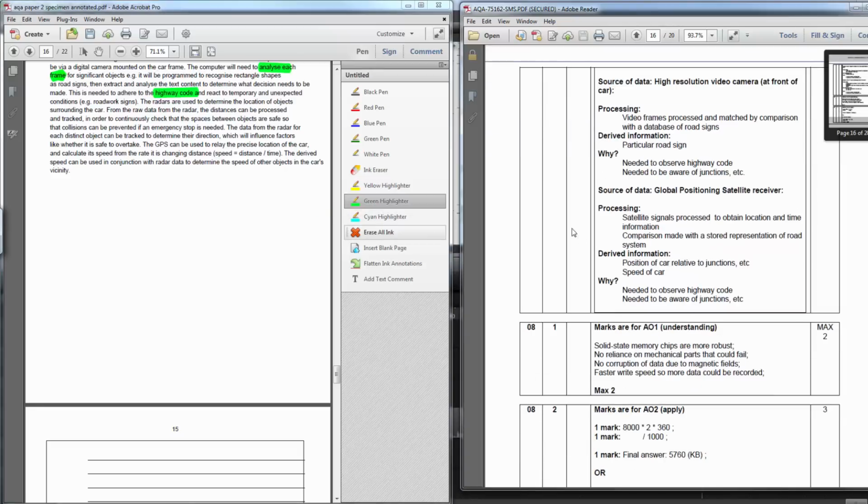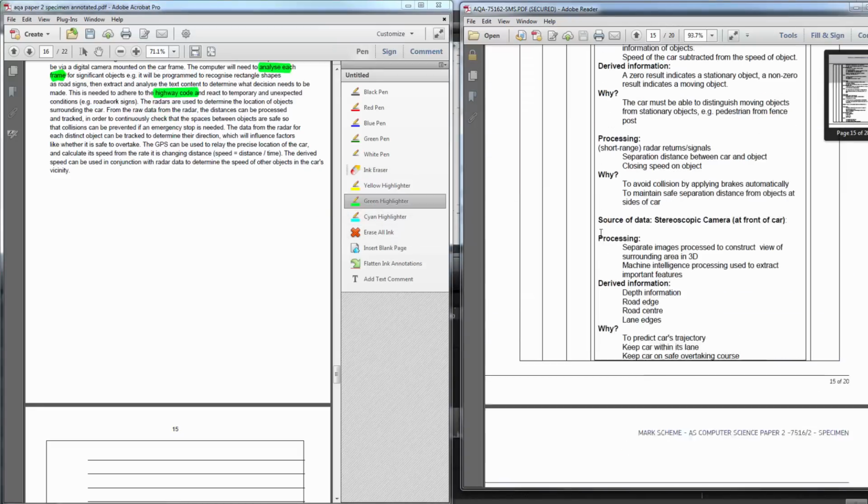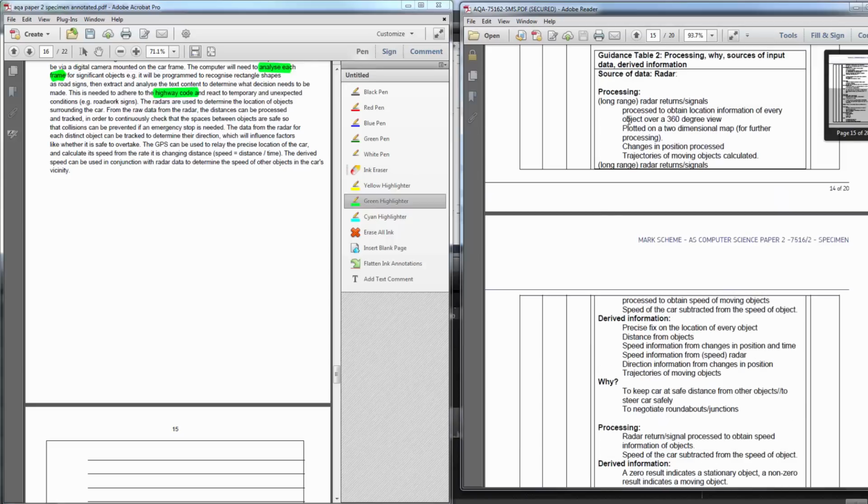The next part will be I talk about radars determining location of objects. So we go up to look for radar. Obtain location information. That's kind of the same thing. And so I talked about tracking. So that's changes in position. Okay, so yeah, I'm going to count that as another point.